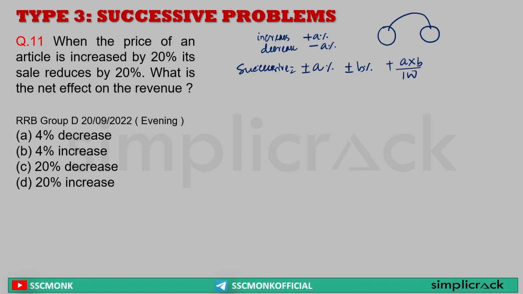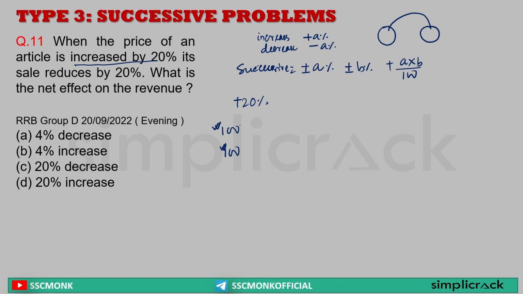This will get me exactly one successive percentage. Now understand this through a question. The price of an article is increased by 20%, that means plus 20. Its sale is reduced by 20%. What is the net effect on the revenue? Sir, if I have to answer it in a simpler manner, previously the price was 100 and the sales was, let's say, 100. For each 100 rupees he was able to sell 100 toys.